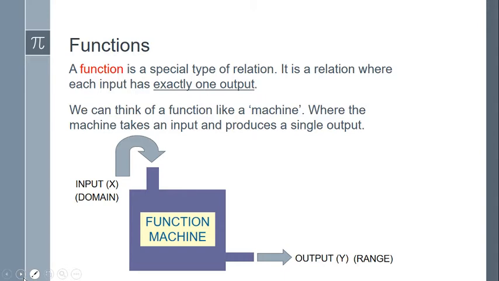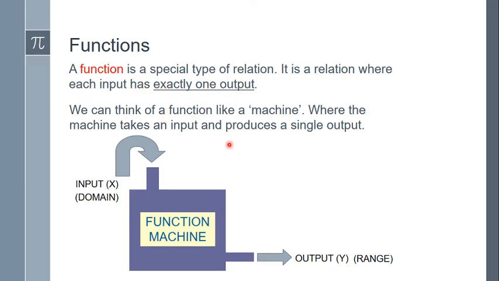All right, so now let's talk about functions. And a function is just a special type of relation. So remember, a relation is any kind of pairing between an input and an output, in any order at all. It doesn't matter. So everything could be a relation, but a function is a specific type of relation. It is a relation where each input has exactly one output.